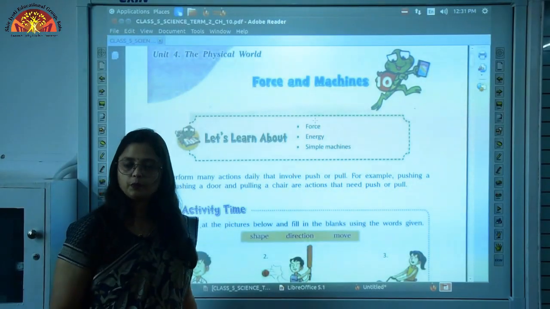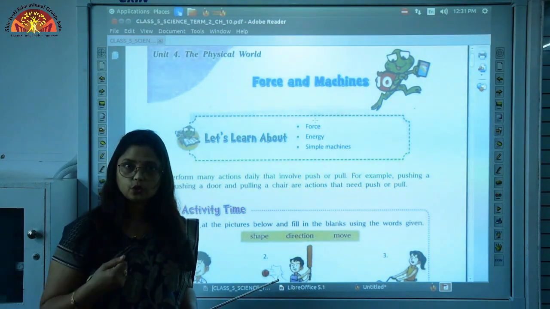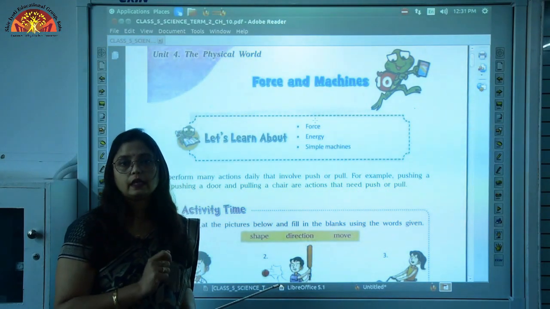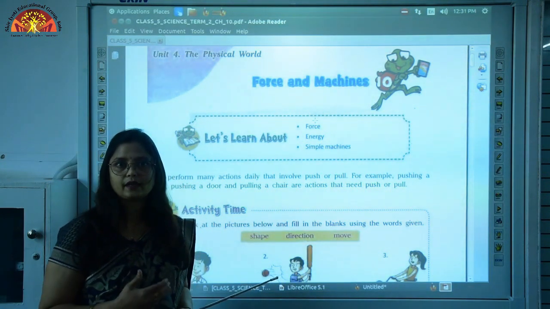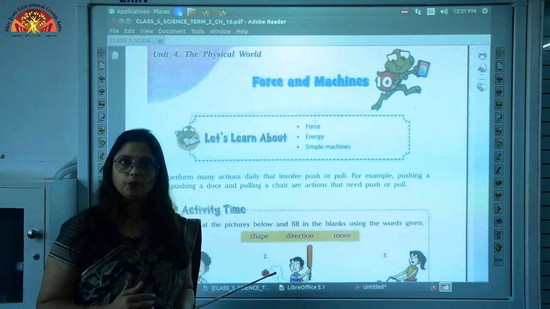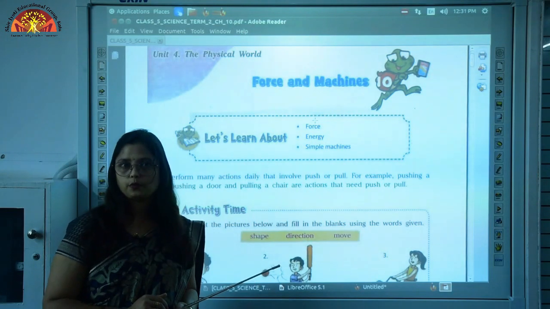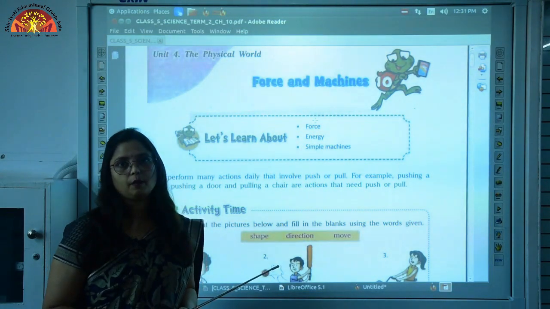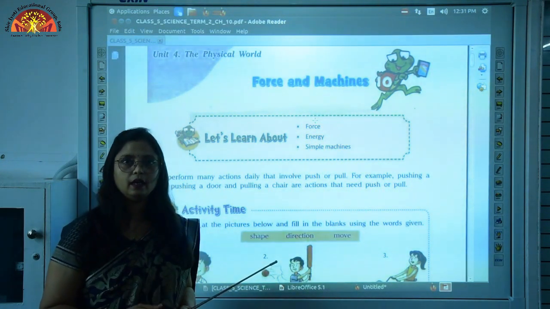So children, we perform various activities in our daily life like opening a door, closing a door, hitting a ball with a bat, kicking a football. What do all these activities involve? All these activities involve a push or a pull. So children, a push or pull applied on an object is defined as force, and in this chapter we will study about force and different types of machines which we use in our daily life.